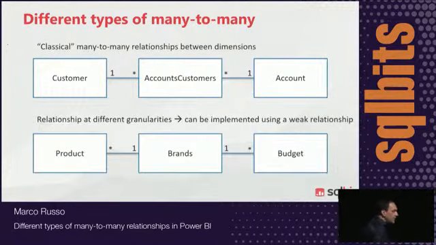The second case is a relationship at a different granularity. And this requires an intermediate table that we can obtain automatically, but the relationship between the two entities, in this case product and budget, is obtained through the pattern many, one, many. At a very high level point of view, we call them many, but in reality internally, we're doing this.